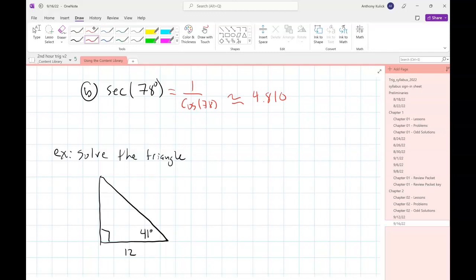All right, solve the triangle. What does that mean when the directions say solve the triangle? All the side lengths and all the angle measures, right? Okay, what do you want to find first? Okay, sure. So what am I going to use to find, I'll call this side x then.